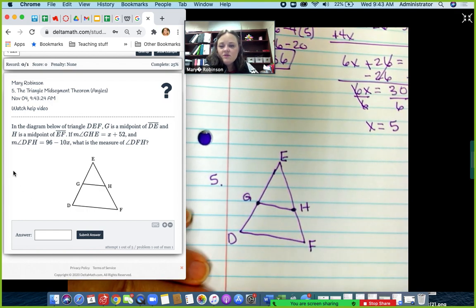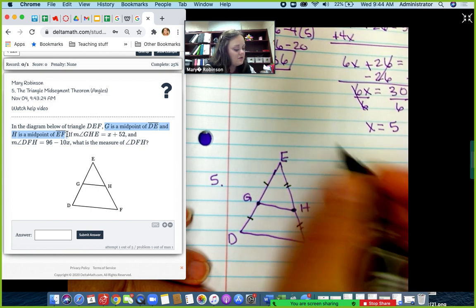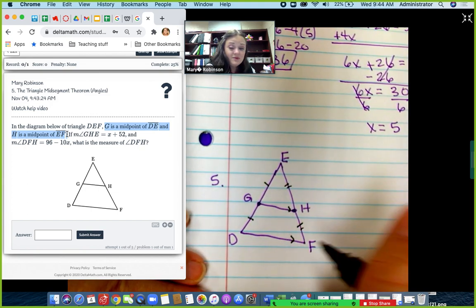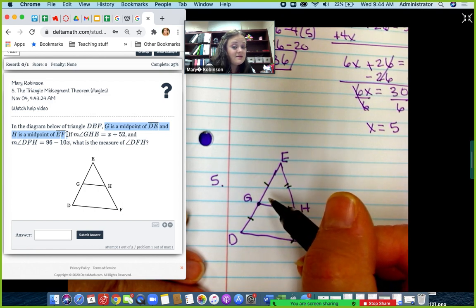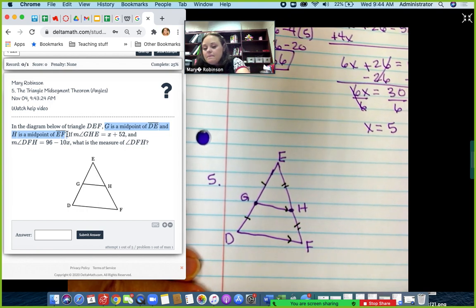And again, they're just going to give me all this stuff about G is the midpoint of DE and blah, blah, H is the midpoint. That just tells us that we're dealing with a midsegment problem where these two lines are parallel, but that, remember, creates corresponding angles that are congruent. That's what's going to help us this time.